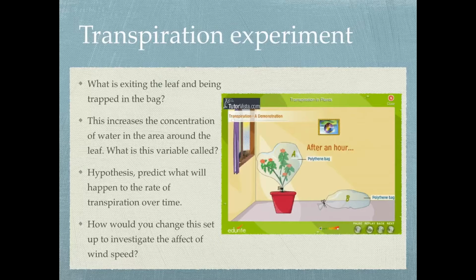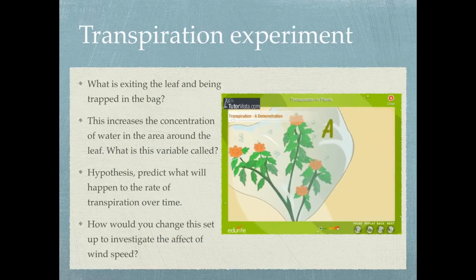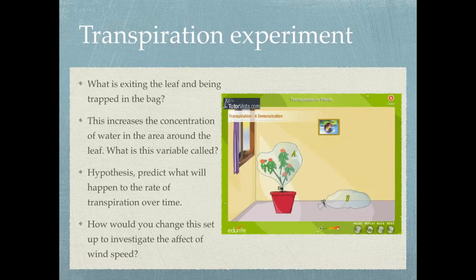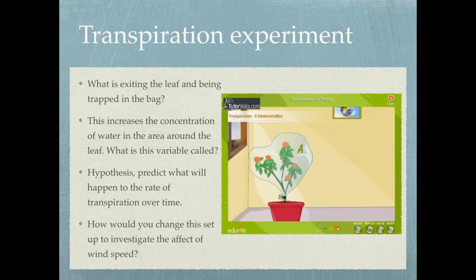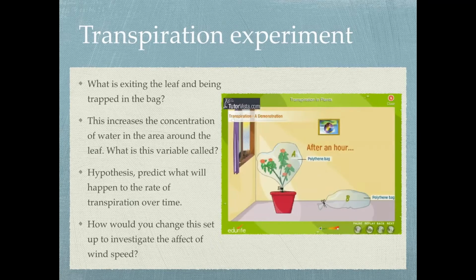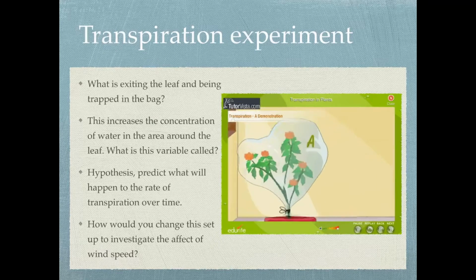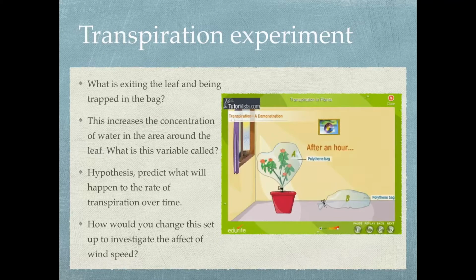How would you change this setup to investigate the effect of wind speed? So in science, if you're given in your test one experiment investigating one variable, for example, this one's investigating humidity, and you're asked to change it to investigate another variable, then there's two things that you have to do. In a valid experiment, remember V to stand for variables, in a valid experiment, only one variable changes.